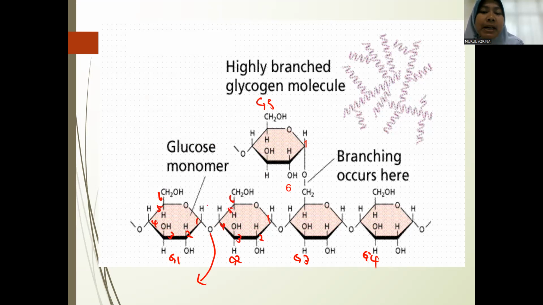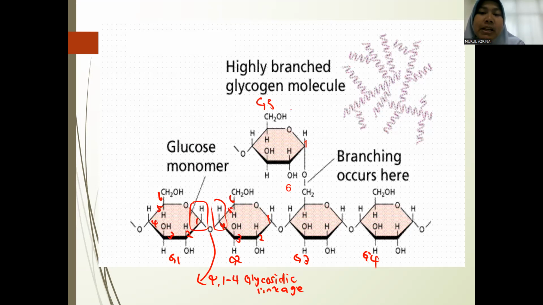It is joined by alpha 1,4 glycosidic linkage. Glycosidic linkage. Right? So what about this one?